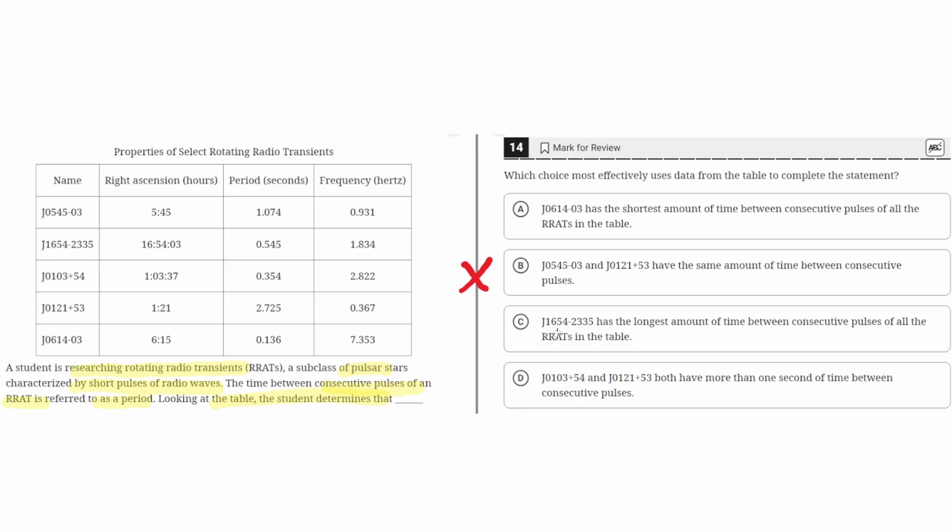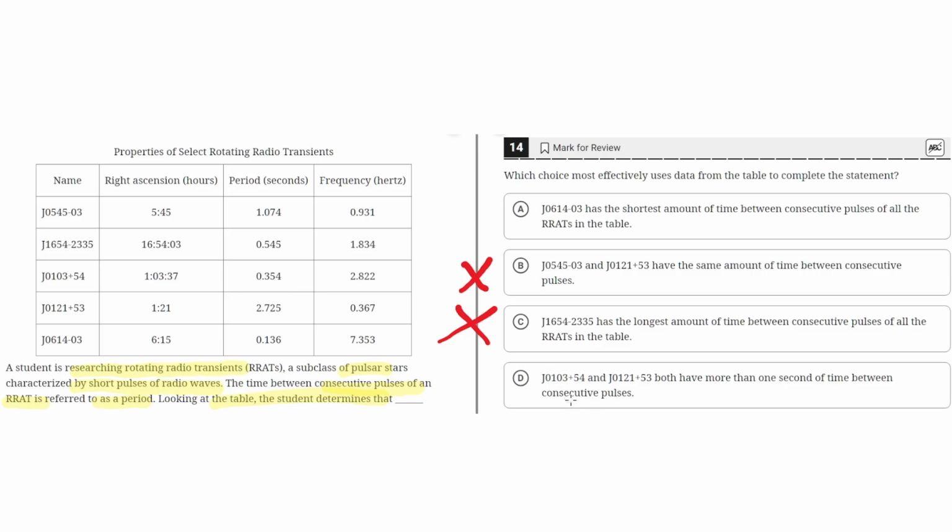C. J1654-2335 has the longest amount of time between consecutive pulses of all the RRATs in the table. So this is saying that this specific pulsar star has the longest period. And if we were to look for this pulsar star, we would find that it is right here. The period is 0.545. And we can clearly see that this is not the longest period, because this pulsar star has a higher period, and this pulsar star has similarly a larger period. So we can eliminate C as well, because it does not use correct information.